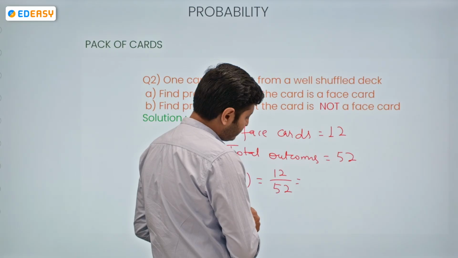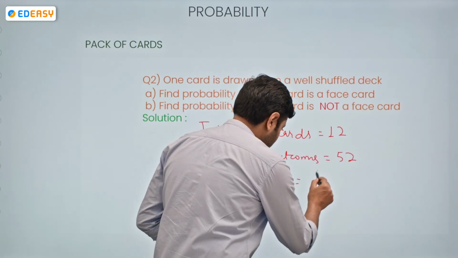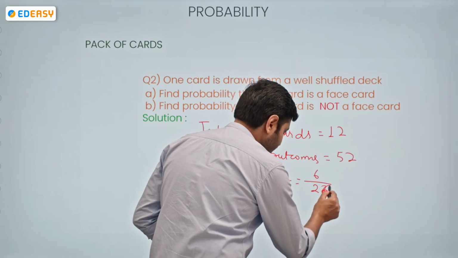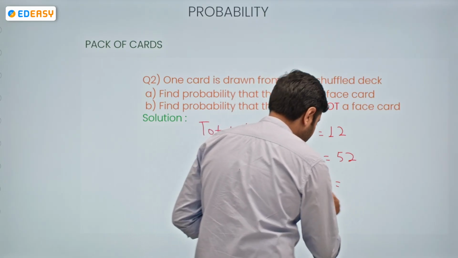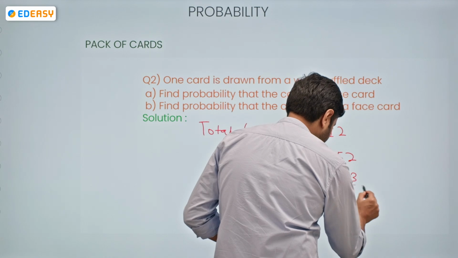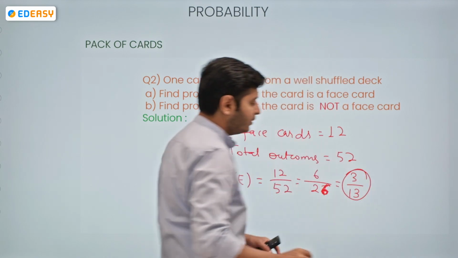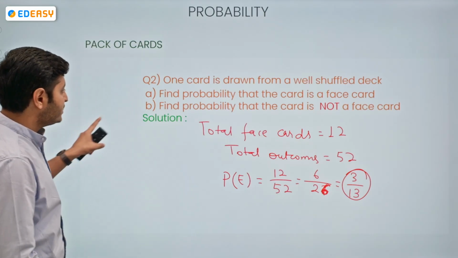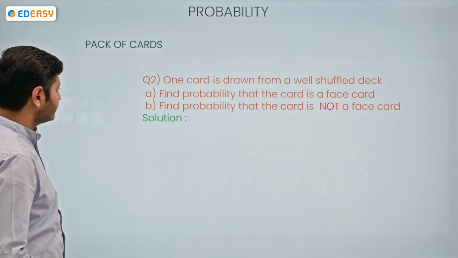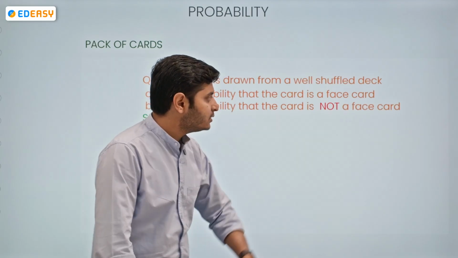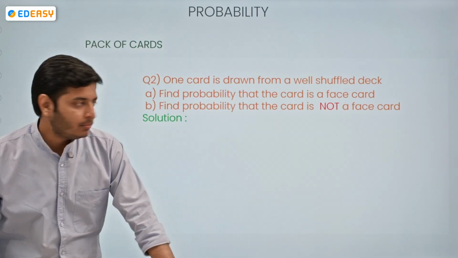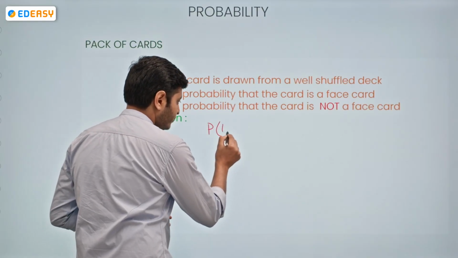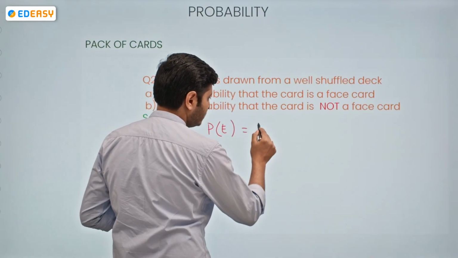So can we simplify this further? I guess 6 by 26, and again we can go with 3 by 13. Yeah, so 3 by 13 is the probability of getting a face card. Now the second part is to find the probability that the card is not a face card. So we have the probability of getting a face card, and that is P of E is 3 by 13.